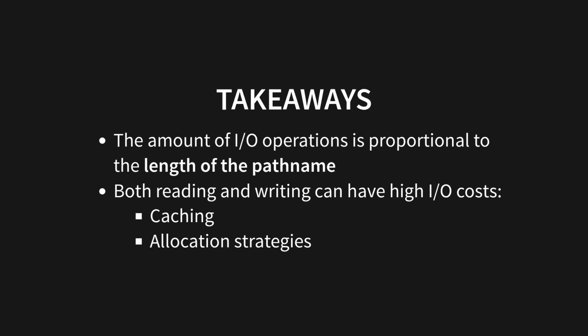So let's go through some key takeaways and notes before we end the video. The first thing you might have noticed is that the amount of I/O operations is directly proportional to the length of the path name, right? So the longer the path name, the longer the traversal operations, and as a result, the number of I/O operations. The second thing is that both reading and writing can have higher I/O costs.